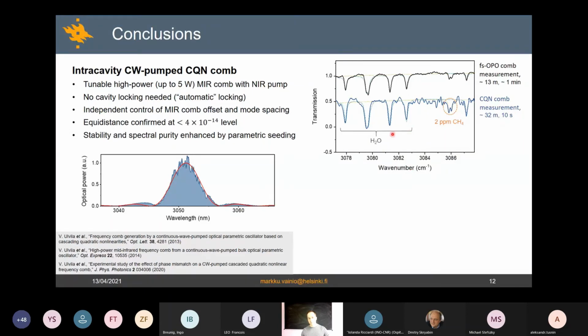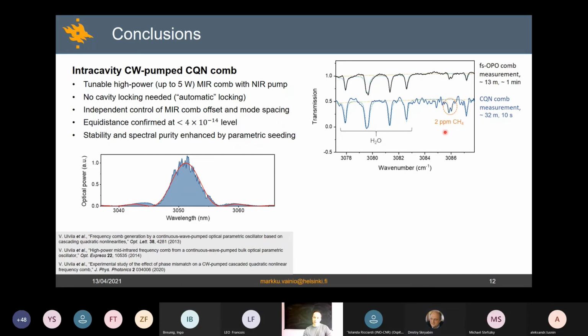And as expected, we can observe some water and methane peaks in the air. Although the measurement conditions are slightly different here from the signal-to-noise ratio point of view, the conditions are almost equal. And as you can see, even in this very simple experiment, the background fluctuation is much larger for this CQN comb. It's especially the long-term stability of the system that causes problems here. Although I should mention that here we didn't use this parametric seeding, so this was really for a free running comb.